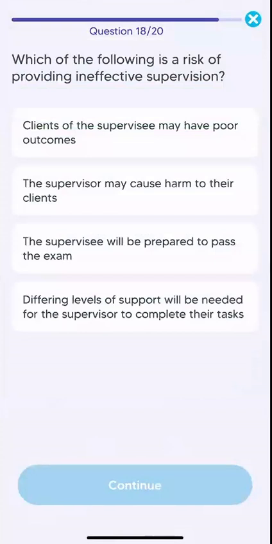Which of the following is a risk of ineffective supervision? Then we have outcome.